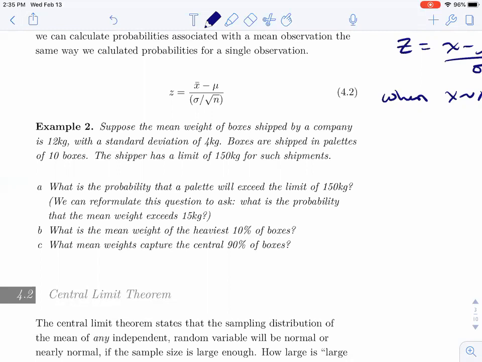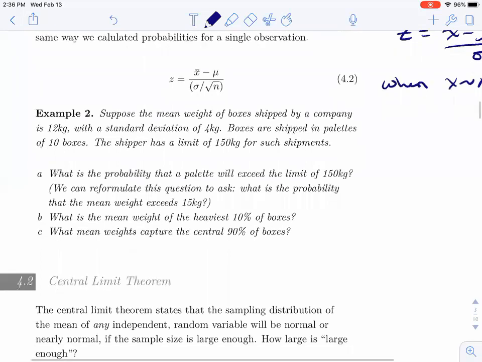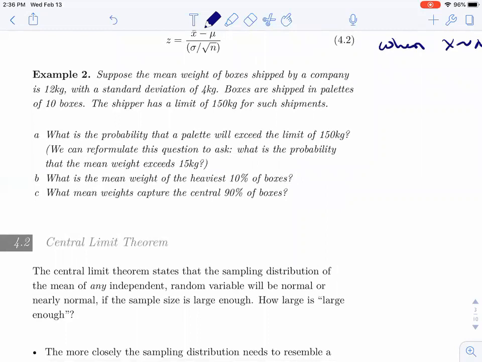So it has a mean of 12 and a standard deviation of 4. Boxes are shipped in pallets of 10 boxes. Okay, so each pallet has 10 boxes. And then the shipper has a limit of 150 kilos for such shipments. So part A, what's the probability that a pallet will exceed the limit of 150 kilos?